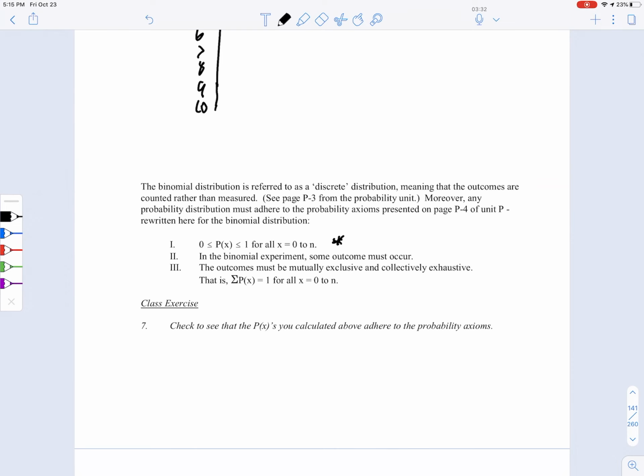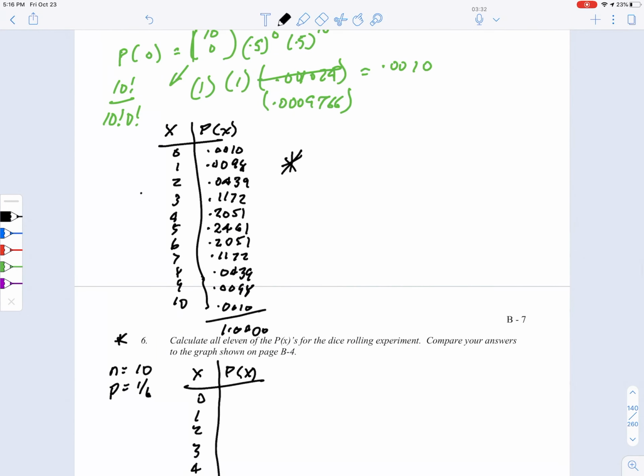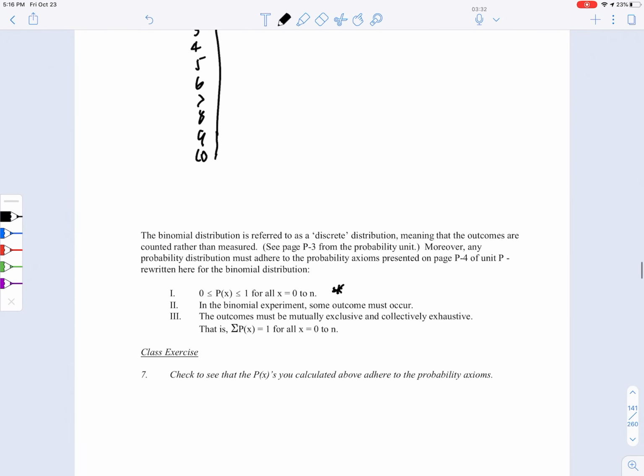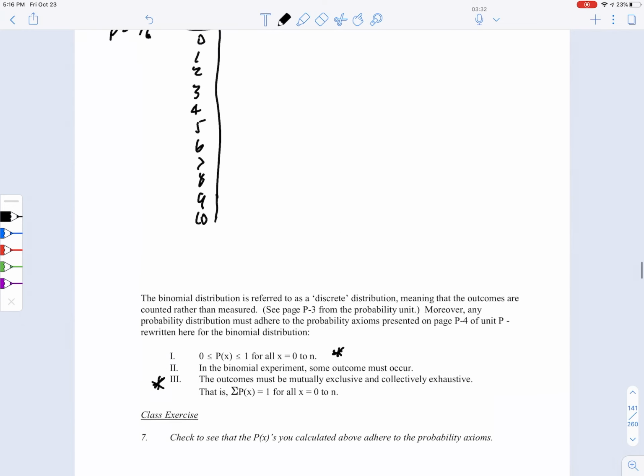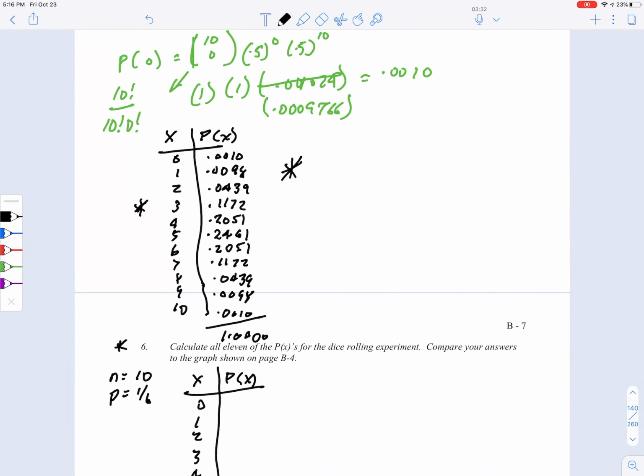In a binomial experiment, some outcome must occur. That just simply means that if we roll or flip 10 coins, then one of these possibilities has to occur in terms of the number of heads that we get. And then finally, all of the outcomes must be mutually exclusive and collectively exhaustive. Remember, mutually exclusive meant that if in your experiment you tossed 10 coins and you got 4 heads, it means you didn't get 5 heads, right? You didn't get 7 heads or 8 heads or 2 heads.